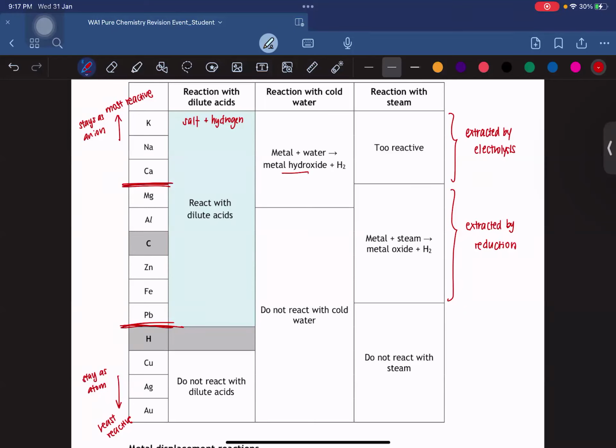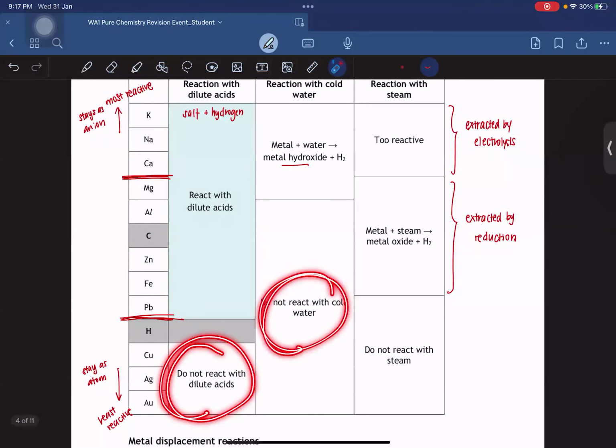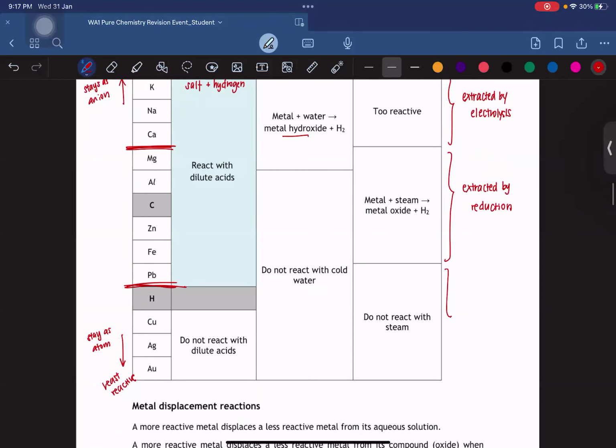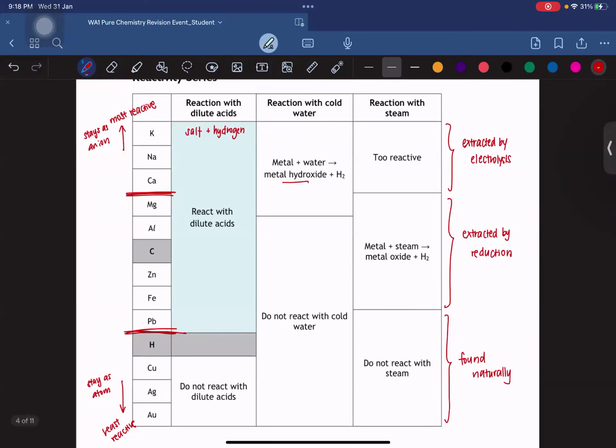You understand? Lastly, the ones below your hydrogen, they don't react with acid, so they don't react at all. Don't react with cold water, don't react with steam. Naturally, they don't react with anyone else, so they are usually found naturally. Don't even need to extract them out. Just need to purify them. That's all. Okay? So these are how we categorize the metals into a table for easy remembering.